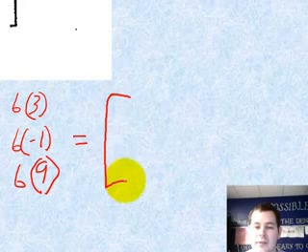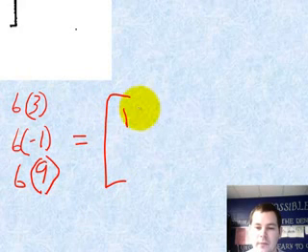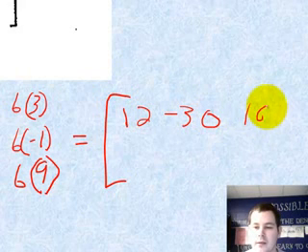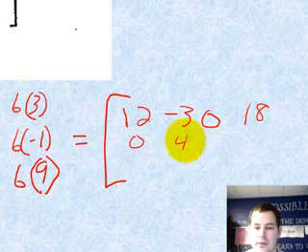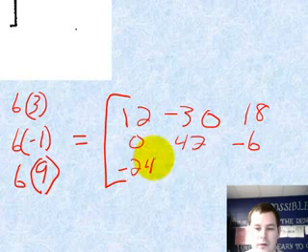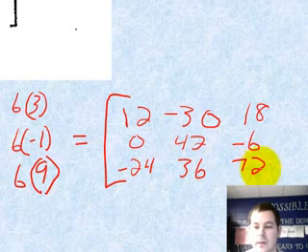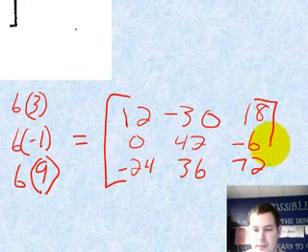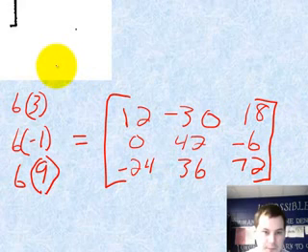My matrix is now going to be 12, negative 30, 18, 0, 42, negative 6, negative 24, 36, and 72. If I make a mistake on any of these, let me know. If you are the first one to tell me that, I will give you extra credit.